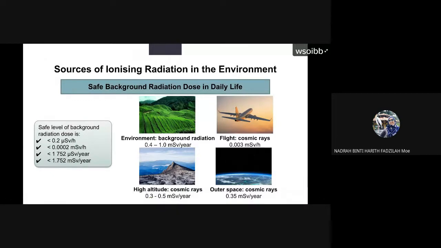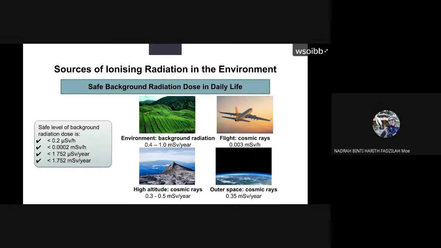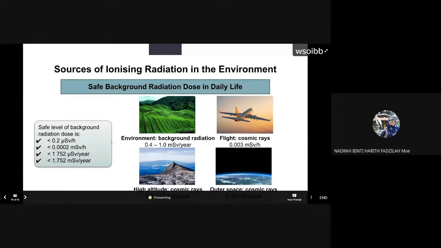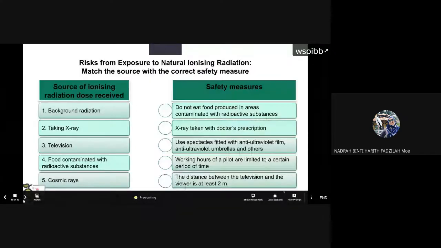Okay, here are another example. Okay, kalau high altitude berapa? Sebab when we are higher, closer to the atmosphere, we are exposed to cosmic rays kan. So high altitude, being outer space, being in a flight also expose us to cosmic rays. But in the environment also have background radiation around 0.4 to 1.0 microsievert per year. So okay lah kan.